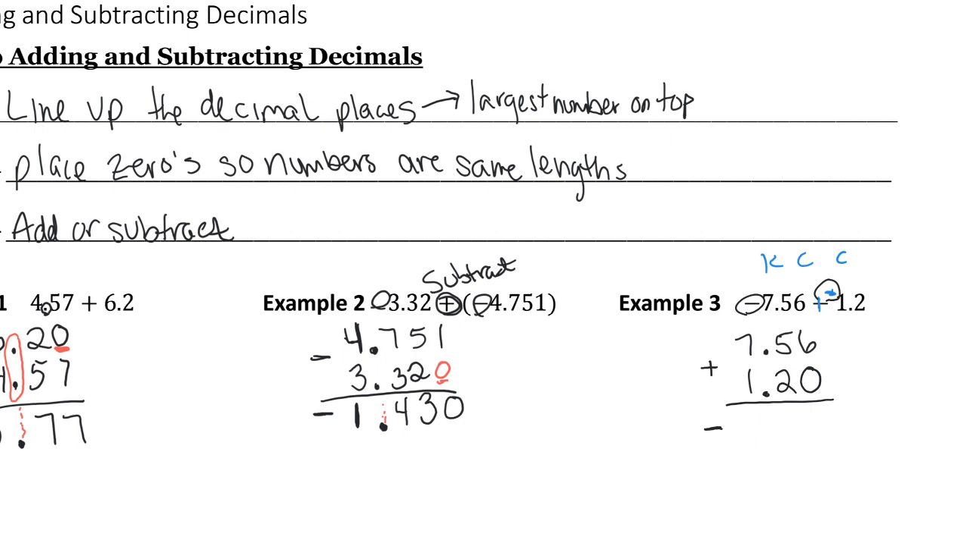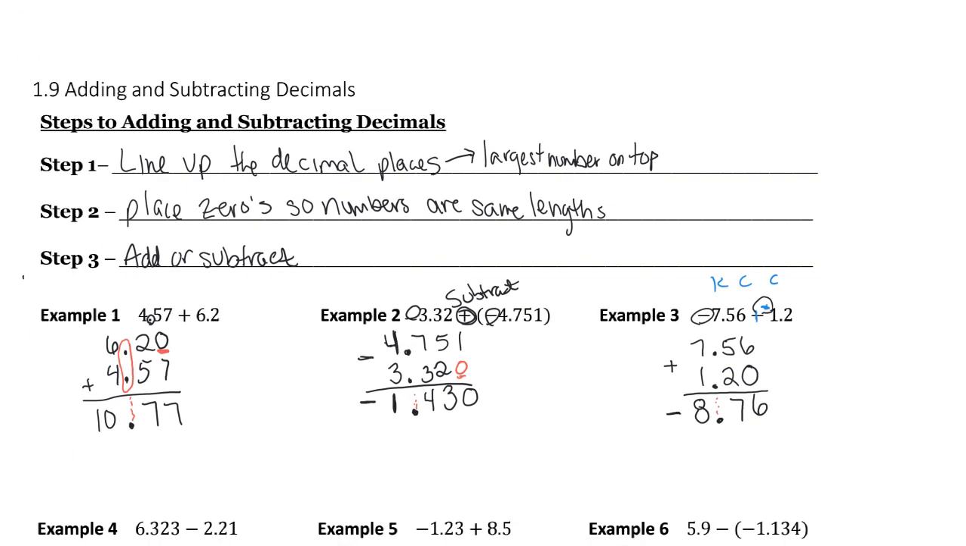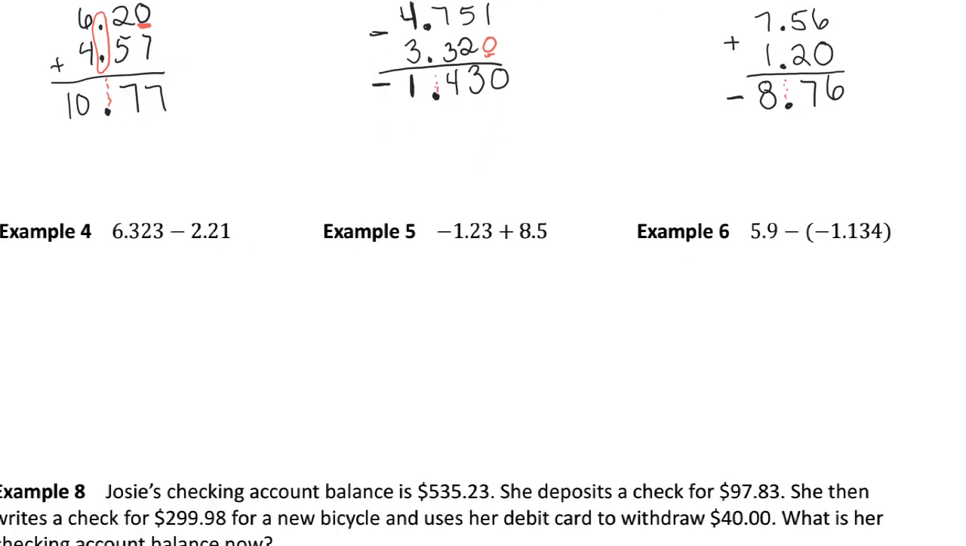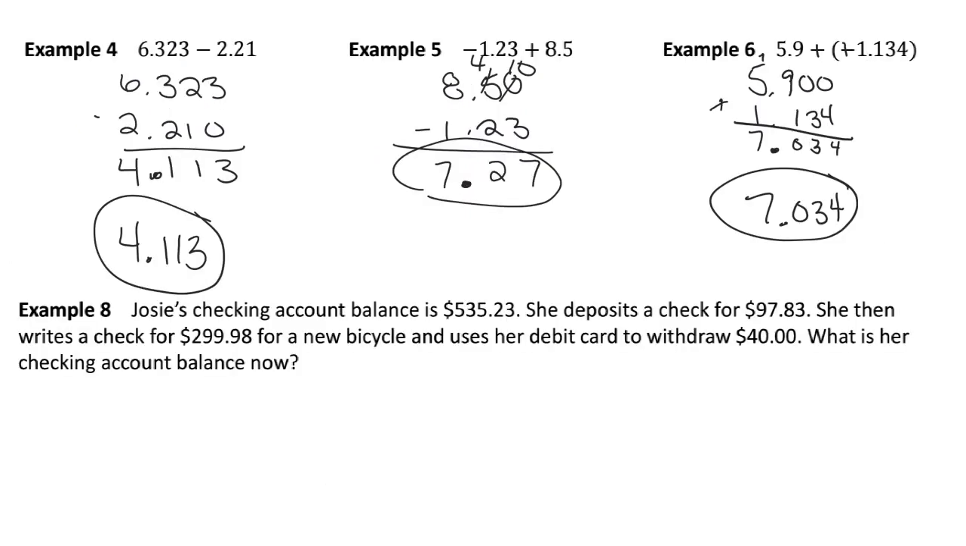Okay, so let's do 6 plus 0. 6 plus 0 is 6. 5 plus 2 is 7. We bring down our decimal point. And then we have 7 plus 1. 7 plus 1 is 8. Okay, so then that's our answer. All right, so I want you to do the next 3. So I want you to do example 4, 5, and 6 on your own. Okay, so pause the video and do 4, 5, and 6 now.